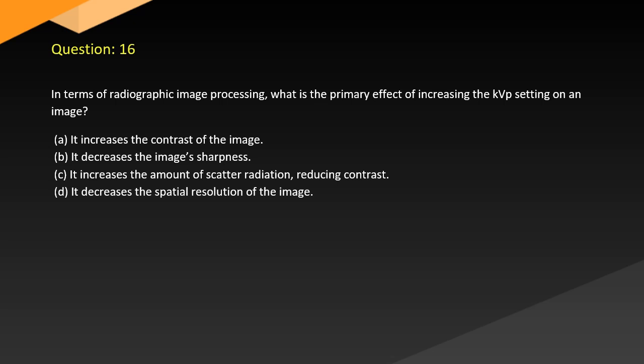Question 16. In terms of radiographic image processing, what is the primary effect of increasing the kVp setting on an image? A. It increases the contrast of the image. B. It decreases the image sharpness. C. It increases the amount of scatter radiation, reducing contrast. D. It decreases the spatial resolution of the image.